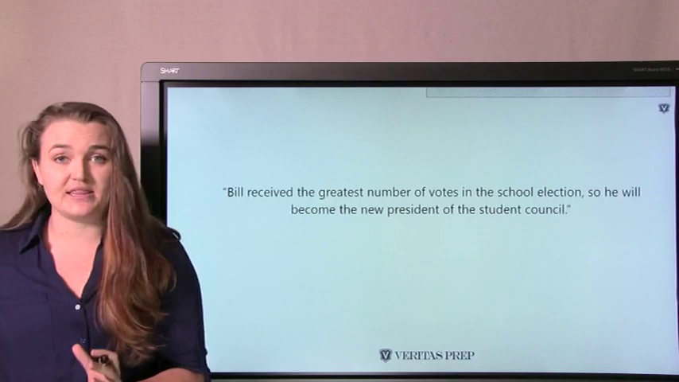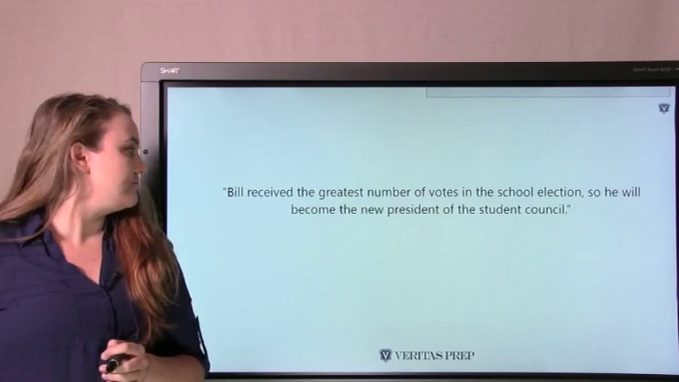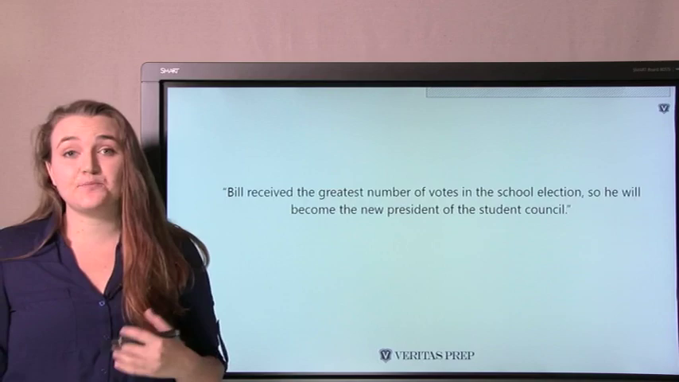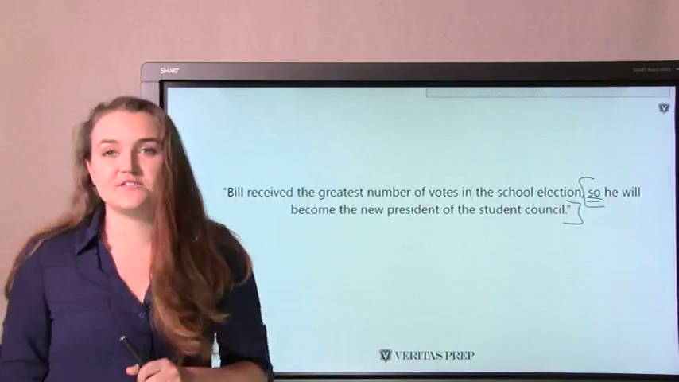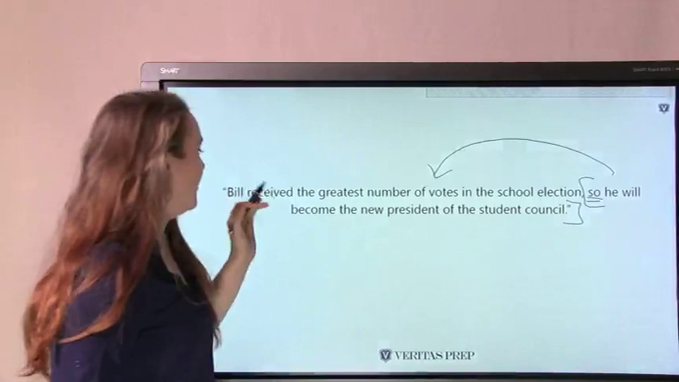So does anyone want to jump in and let me know the conclusion of this argument? If we're looking out for that conclusion, we have Bill received the greatest number of votes in the school election, so he will become the new president of the student council. Well, we've got some pretty good indicative language that lets us know which element here is our conclusion, right? So he will become the new president of the student council, right? So with that in mind, we can recognize that our conclusion here is built off of the premise Bill received the greatest number of votes in the school election. So yeah, that's exactly right.